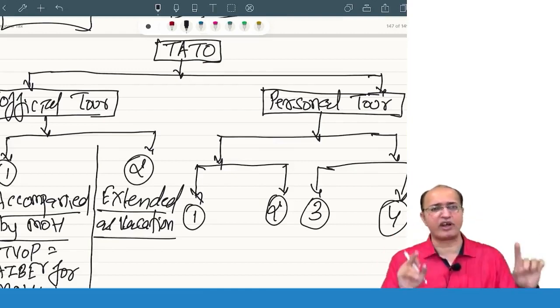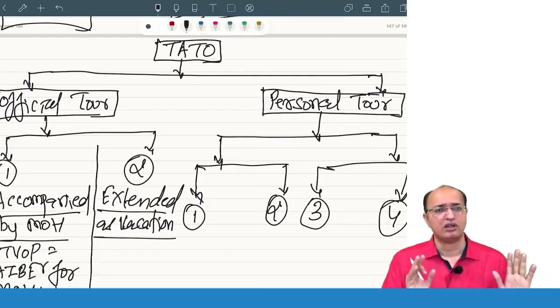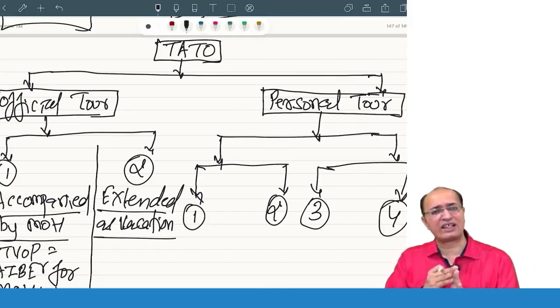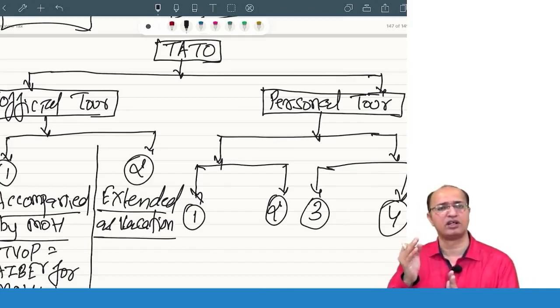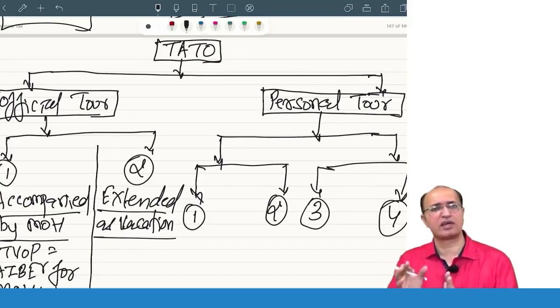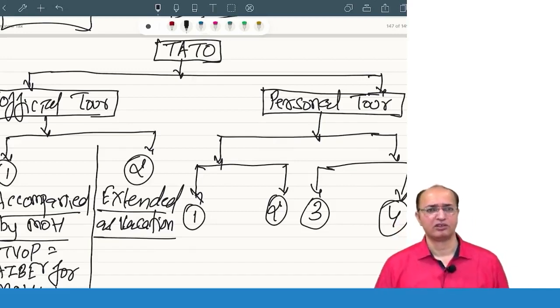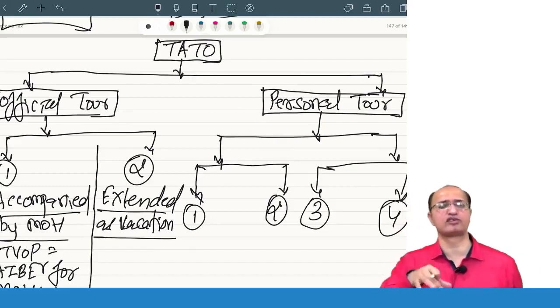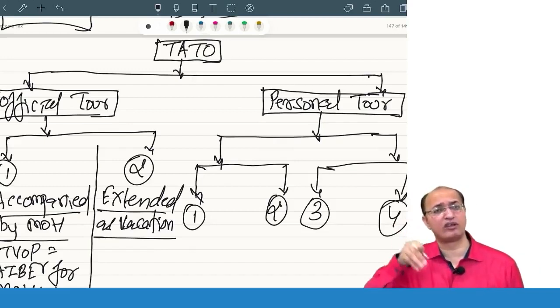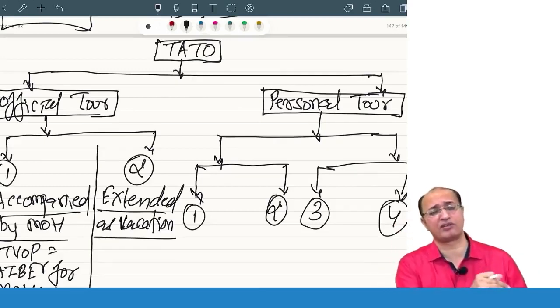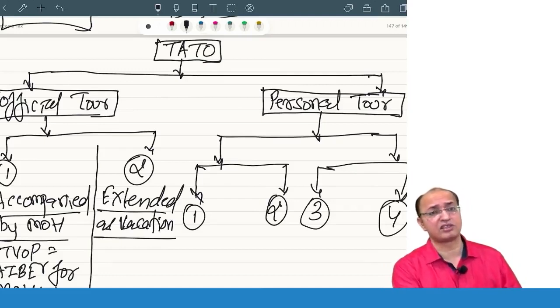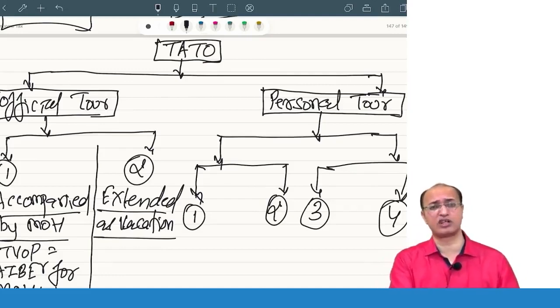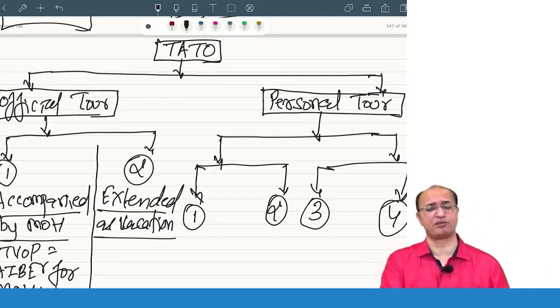So Monday to Friday is the official tour. This official tour is extended by 2 more days, and on these 2 more days I am not on an official tour, I am not doing any official work. These 2 days I am enjoying a vacation, my wife is also enjoying a vacation, and she was here only for 2 days. I was here for 7 days, but out of 7 days, 5 days were for official purpose and 2 days for personal purpose.